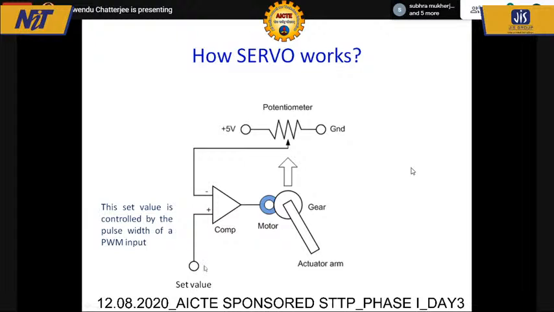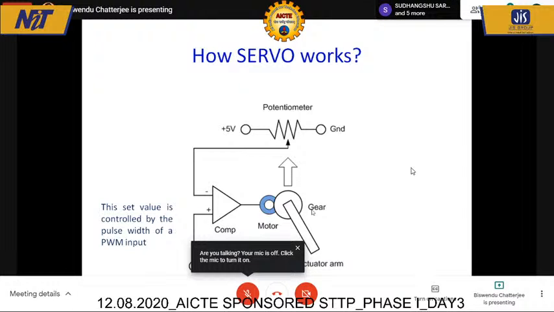According to the set value, suppose that is 90 degrees for 4 volts. Now if I make it 3 volts, obviously the potentiometer will turn more towards the ground. So from 90 degrees, it will be some value less than 90 degrees. So it will turn in the other direction. In this way, the set value controls the position of the servo.